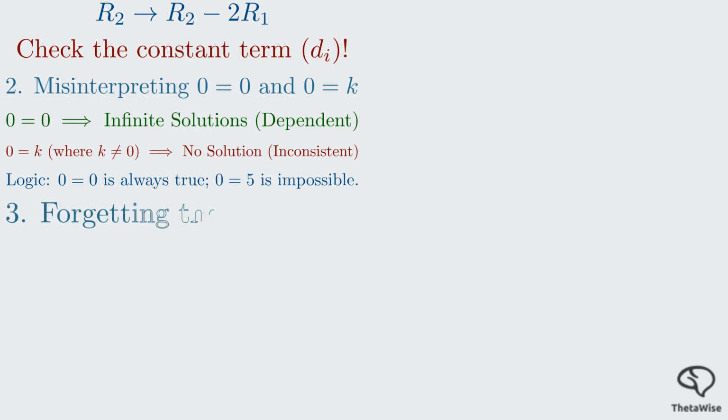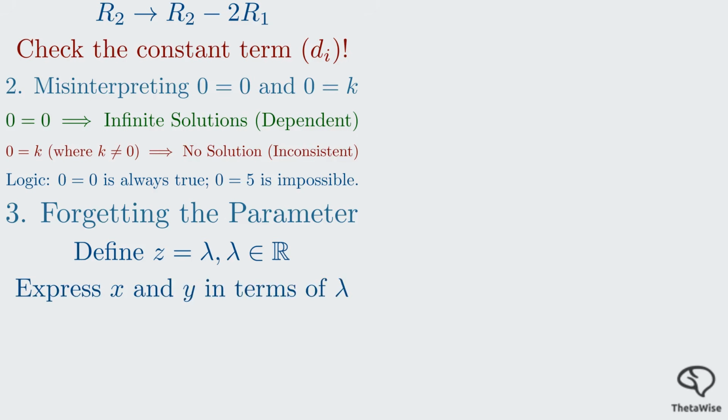When a system has infinite solutions, students often stop after finding the row of zeros. The IB requires you to provide the general solution using a parameter like lambda. Failing to define z equals lambda and expressing x and y in terms of lambda will result in the loss of several accuracy marks. Being mindful of these will keep your work precise and examiner-friendly.